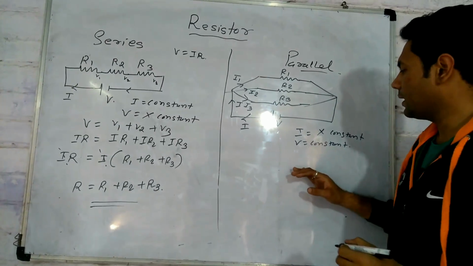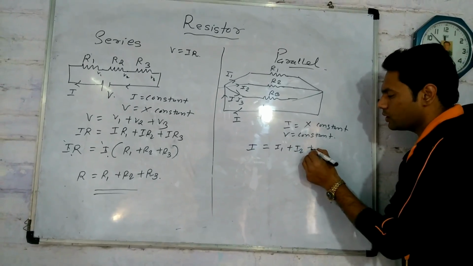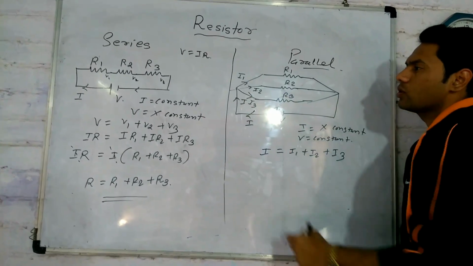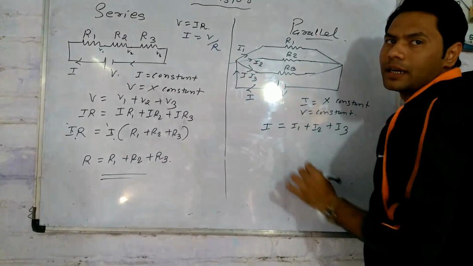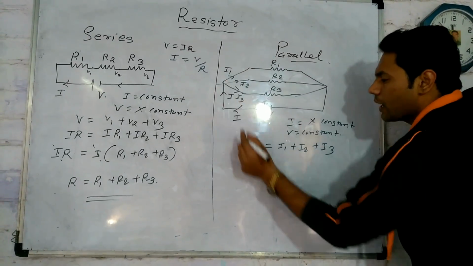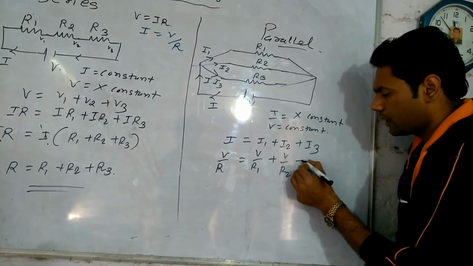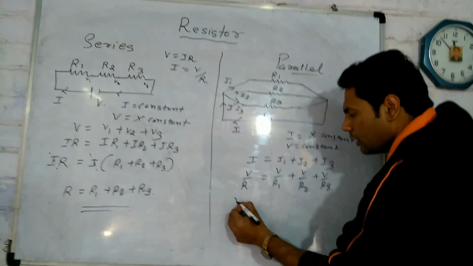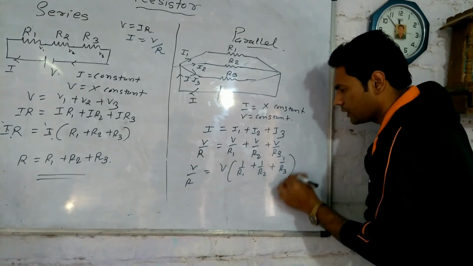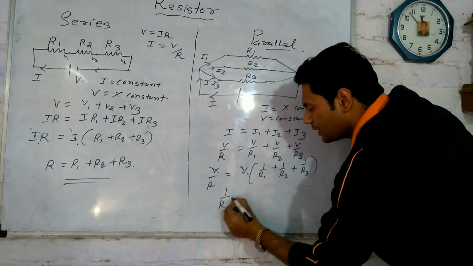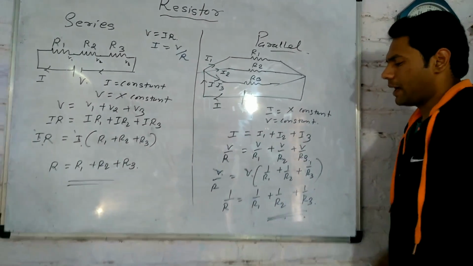So for making the equation, we use the non-constant component. So I is non-constant, meaning I is equal to I1 plus I2 plus I3. From Ohm's law, V is equal to IR, so I is equal to V by R. It is multiplication, so it goes to division. So I is equal to V upon R. Now put down the values: I1 is equal to V by R1, plus V by R2, and I3 is V by R3. Here V is common, so 1 upon R1 plus 1 upon R2 plus 1 upon R3. Now V cancels here, so we get 1 upon R is equal to 1 upon R1 plus 1 upon R2 plus 1 upon R3. It is the equation of parallel resistors.